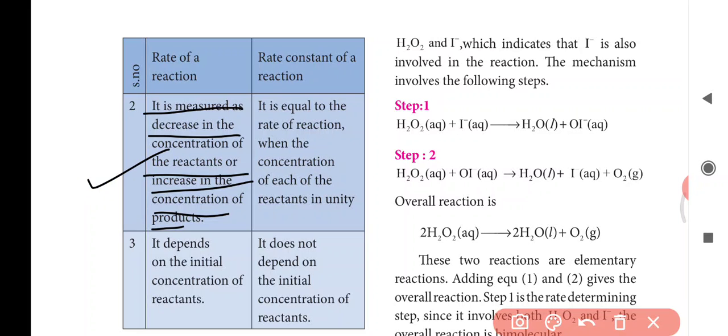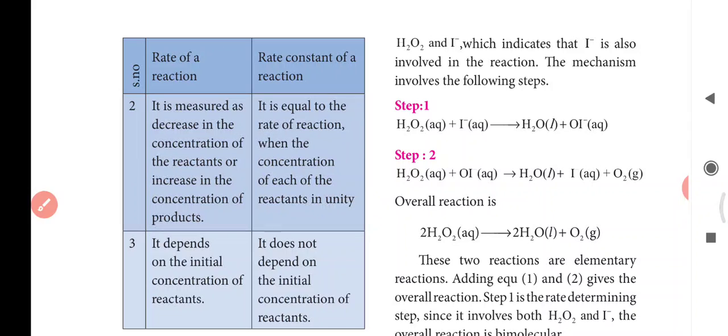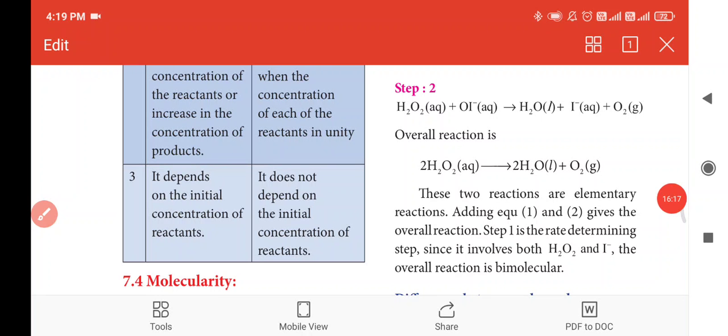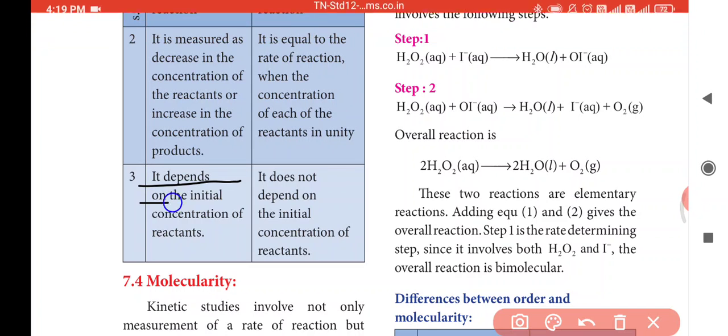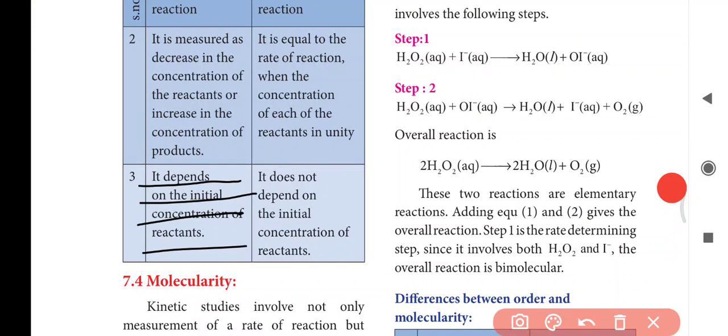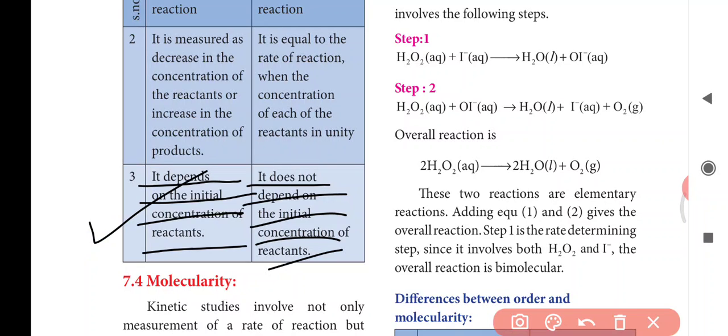The rate constant of a reaction is equal to the rate of reaction when the concentration of each of the reactants is unity. Next, the rate depends on the initial concentration of the reactant. Initial means starting concentration of the reactant. The rate constant does not depend on the initial concentration of the reactant. These three differences you should write for the difference between rate and rate constant of the reaction.